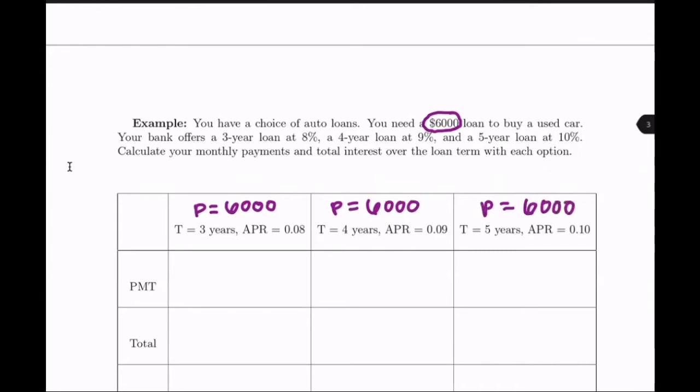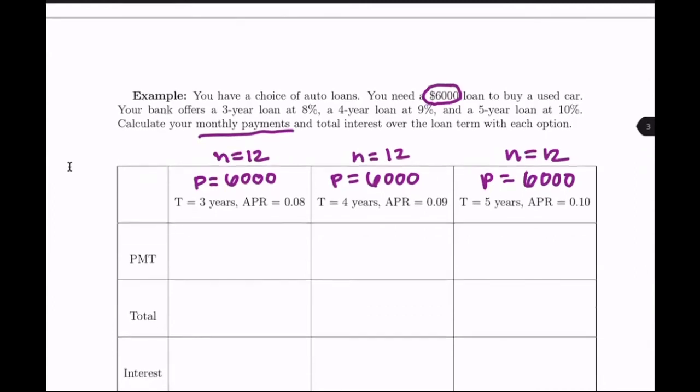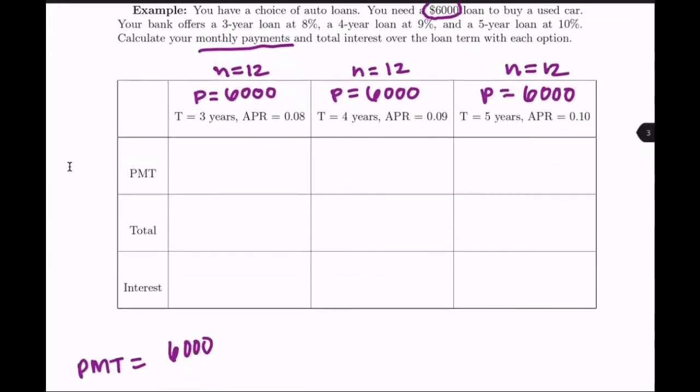All right. And since we're doing monthly payments, our N is also 12 for each loan offer, for loan 1, loan 2, and loan 3. So now that we have all of our letters, we can keep going.